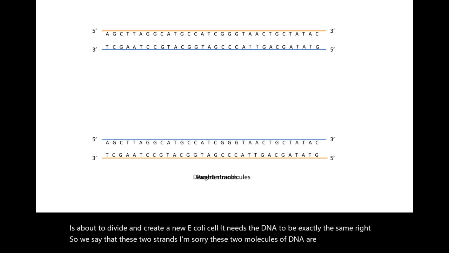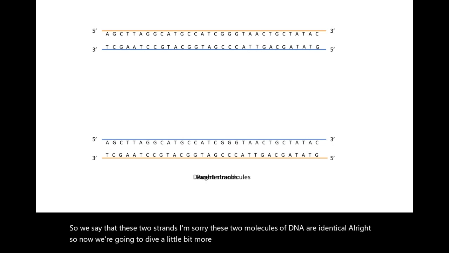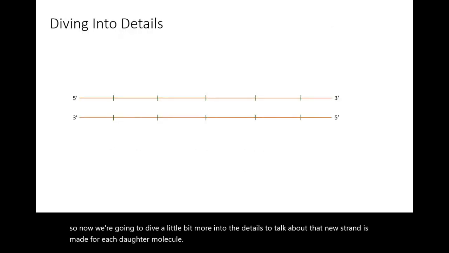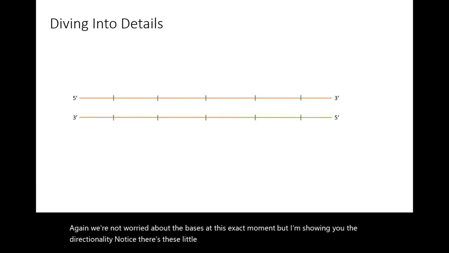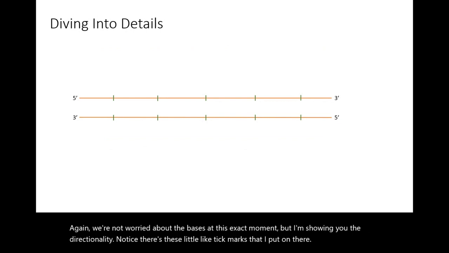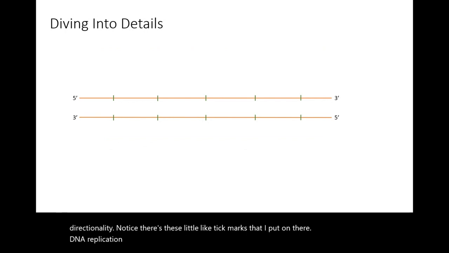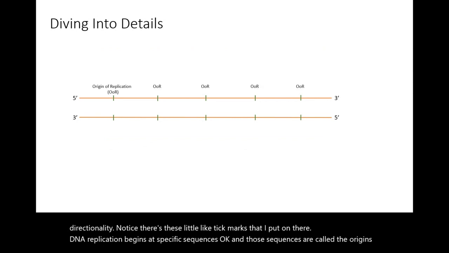All right, so now we're going to dive a little bit more into the details to talk about how that new strand is made for each daughter molecule. Again, we're not worried about the bases at this exact moment, but I'm showing you the directionality. Notice there are these little tick marks that I put on there. DNA replication begins at specific sequences, okay? And those sequences are called the origins of replication.